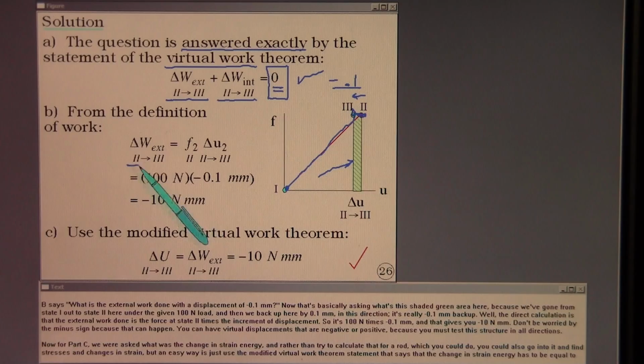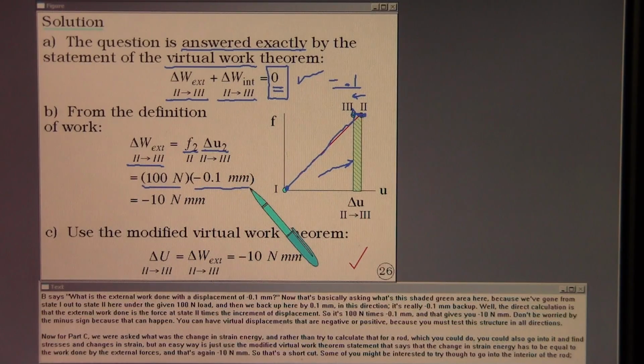Well, the direct calculation is that the external work done is the force at state 2 times the increment of displacement. So it's 100 newtons times minus 1/10 of a millimeter, and that gives you minus 10 Newton millimeters. Don't be worried by the minus sign, because that can happen. You can have virtual displacements that are negative or positive, because you must test this structure in all directions.